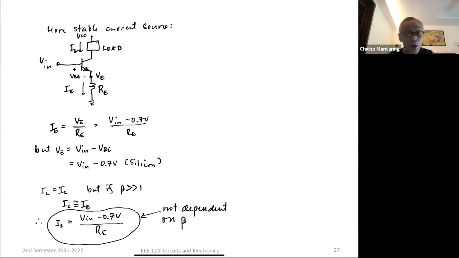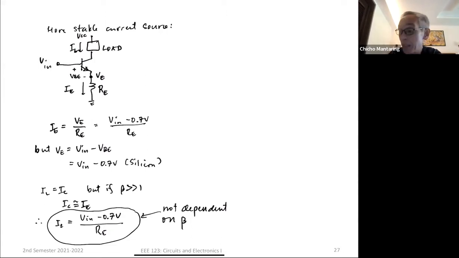My load current is not dependent on the beta of the transistor. It just depends on VBE and RE. And VBE is usually quite stable, unlike beta, no? Beta can vary a lot. Our VBE is quite stable.